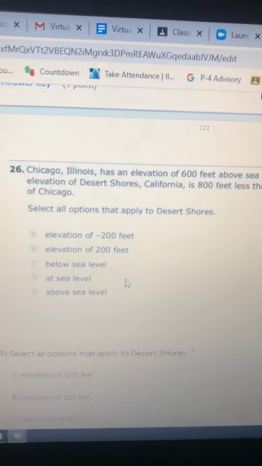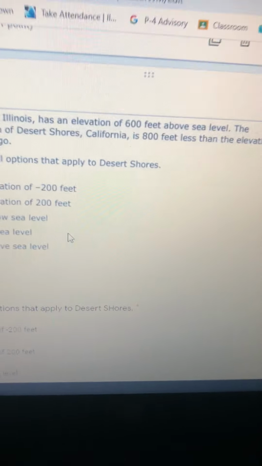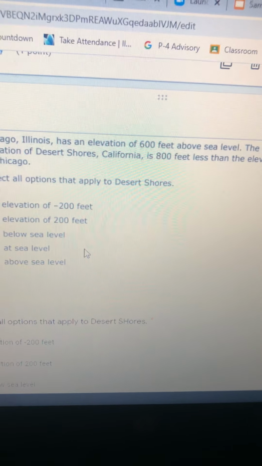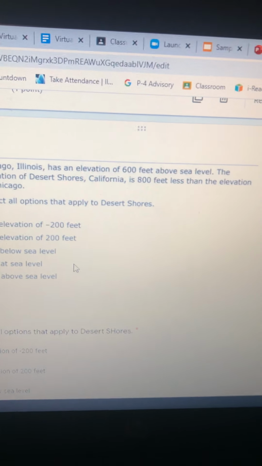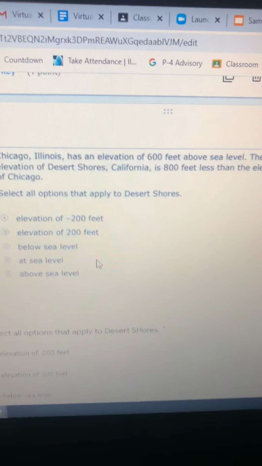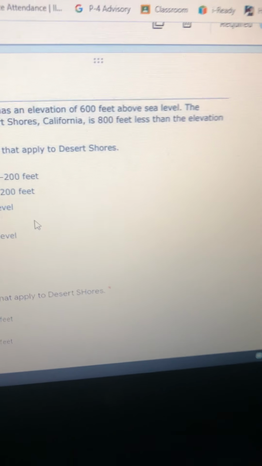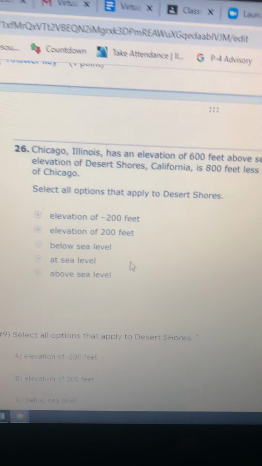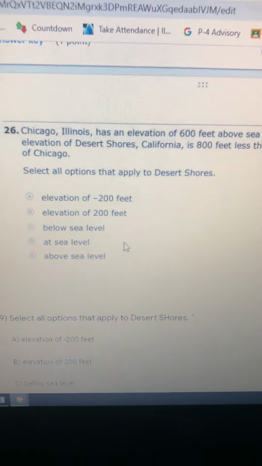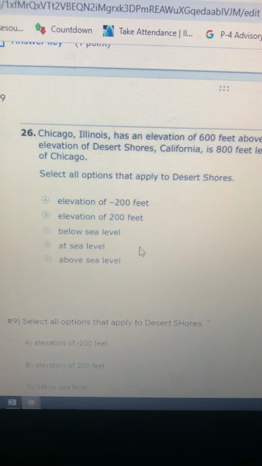All right, so, okay, here we go. Let's talk about this one, and we're almost done. Number 9. It says Chicago, Illinois has an elevation of 600 feet above sea level. So we know sea level will be considered 0, right? And so it's 600 feet above that. The elevation of Desert Shores, California is 800 feet less. Remember those terms that we talked about? Less than the elevation of Chicago. So that means we are going to subtract, right? And so we're going to start at 600, and then we're going to go down to 0. That's 600, and then we have to go down 2 more, right? So that's going to put us at negative 200 feet, right?